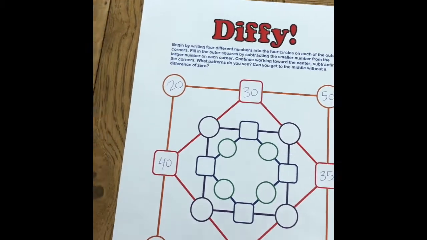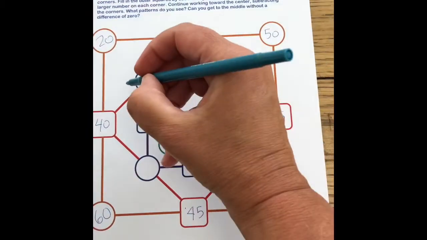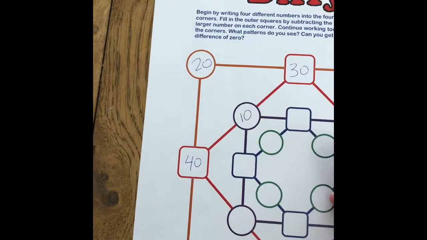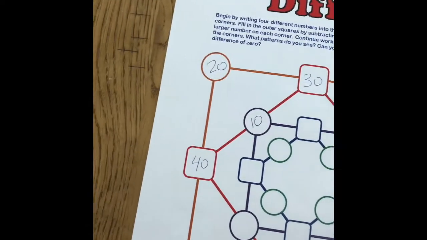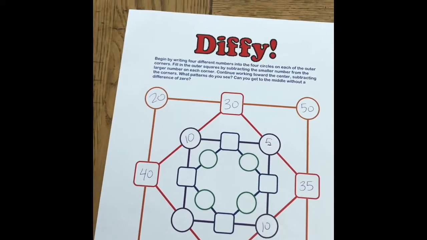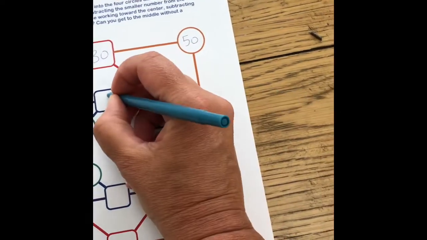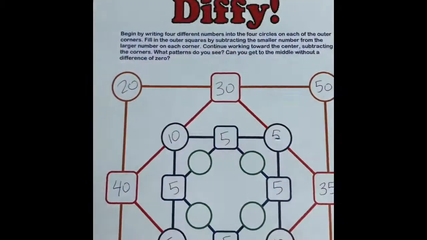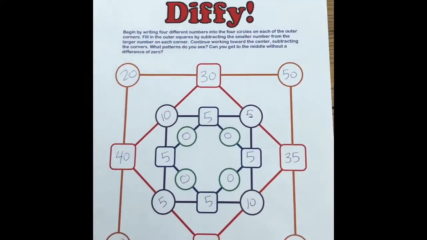And then we're going to go on and we're going to subtract the 2 squares to get the circle. 40 minus 30 is 10. 35 minus 30 is 5. 45 minus 35 is 10. And 45 minus 40 is 5. We're going to subtract one more time. 5. And then when we subtract the inner circles, I get 0.